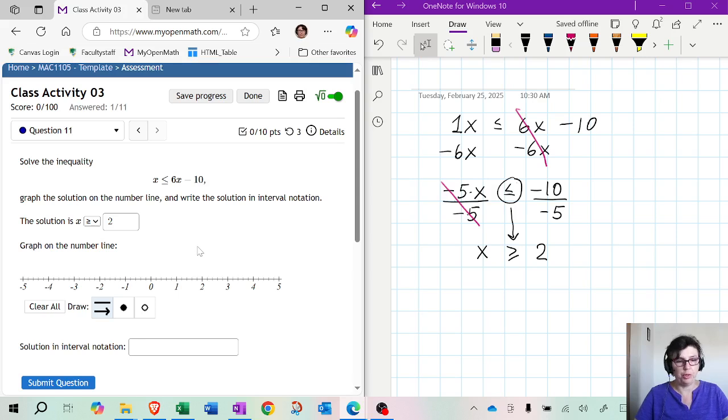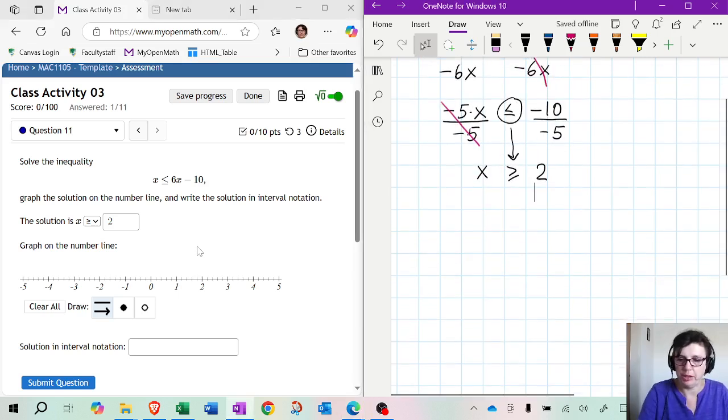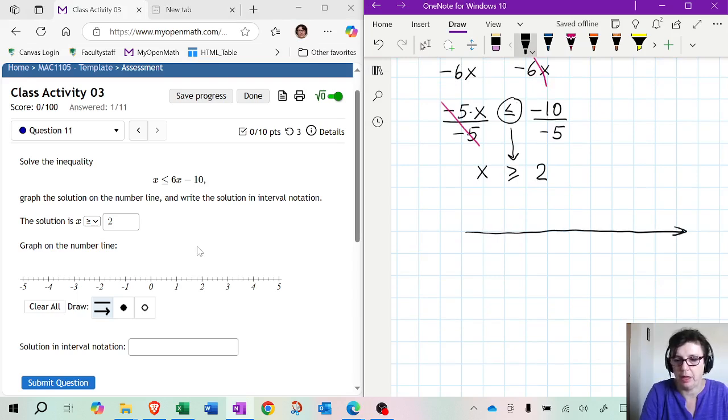Okay, now I have to represent the solution on a number line. So this is greater than or equal to, right? Because the sign does not look like an L. Okay, so I find 2, so 2 is going to be somewhere over here, and I want to shade everything to the right of 2. So this is going to be all of this, and remember on the right hand side we've got the infinity.